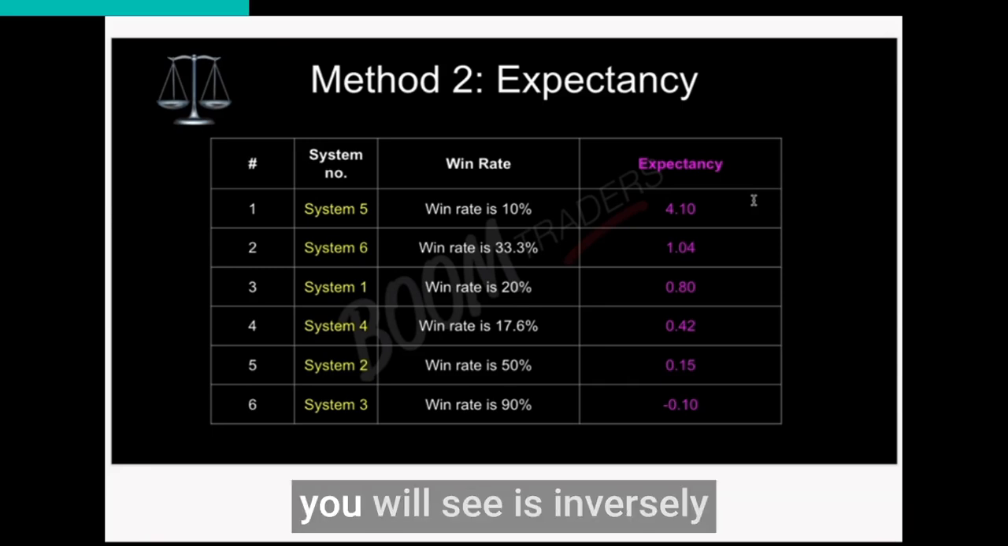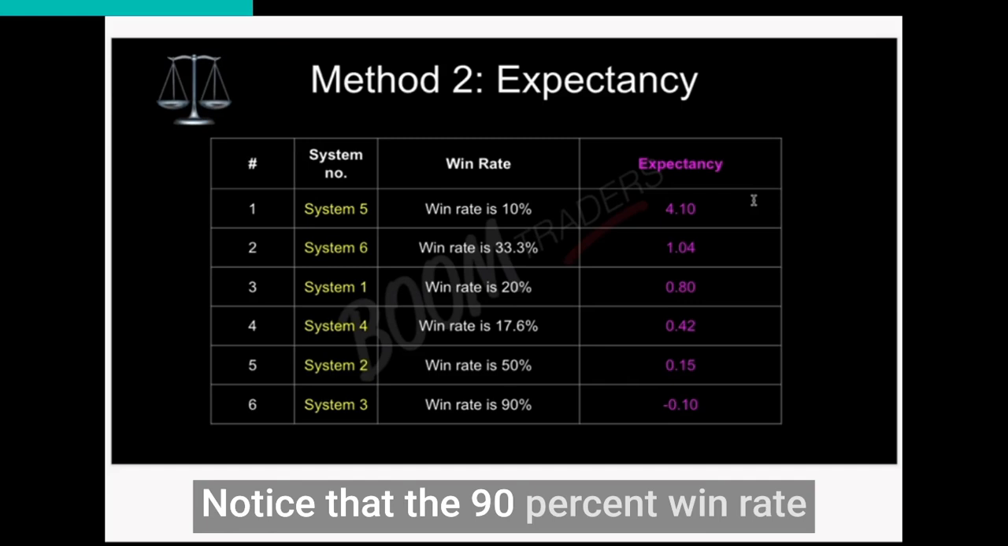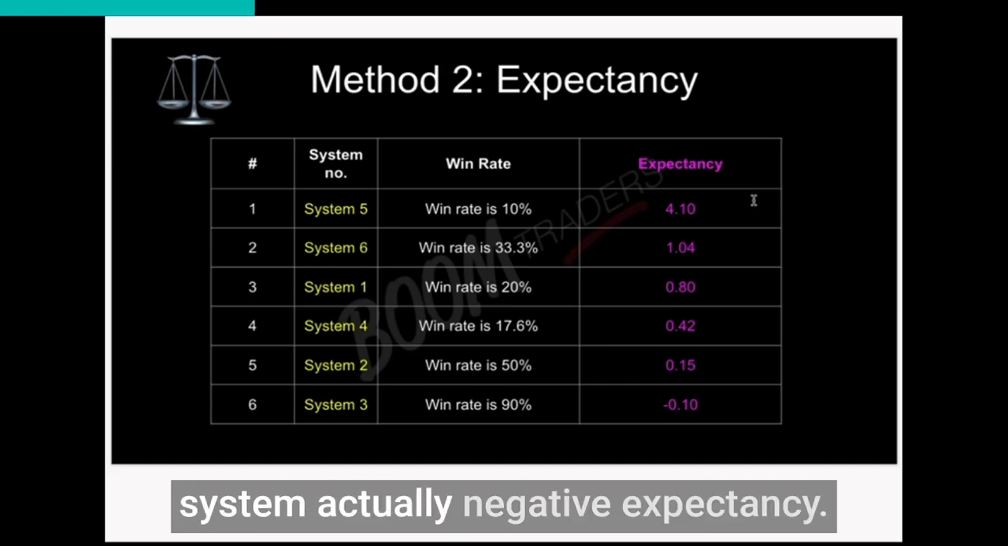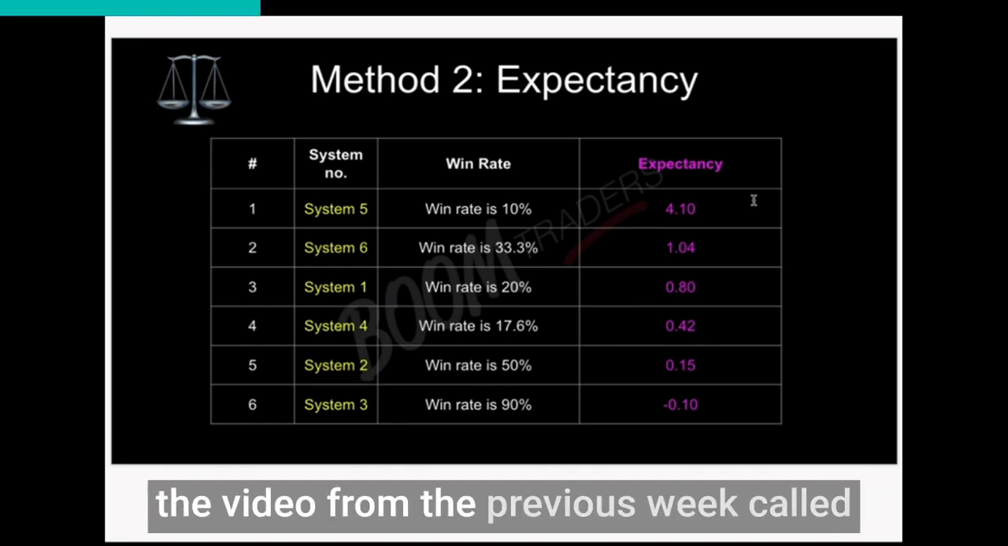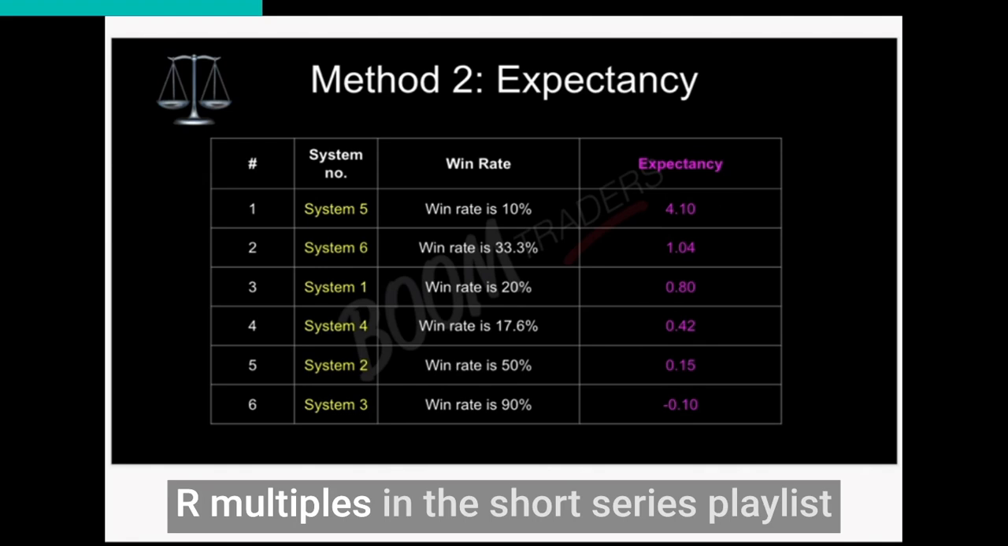And expectancy, you would see, is inversely correlated to the win rate. Notice that the 90% win rate system actually has negative expectancy. If you don't know how to calculate expectancy, again, I'll point you to the video from the previous week called R multiples in the short series playlist.